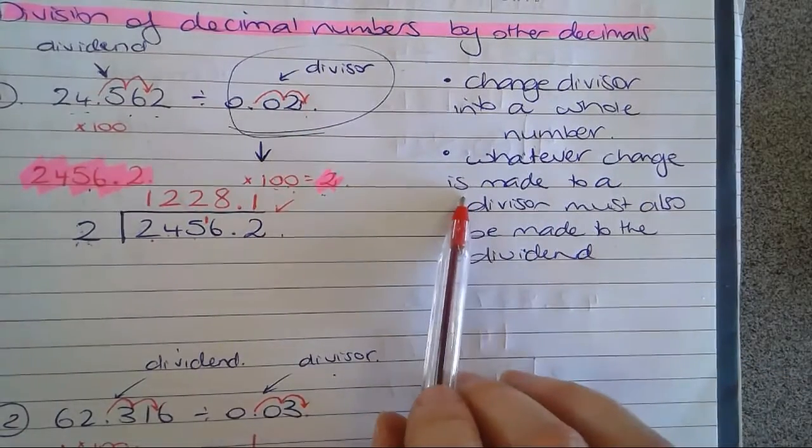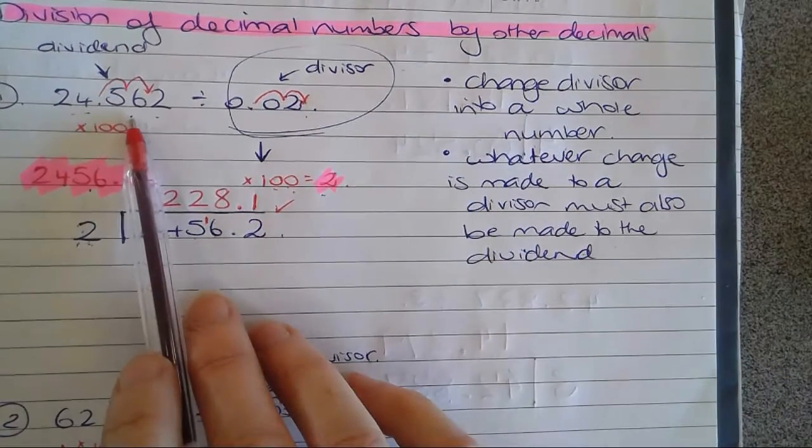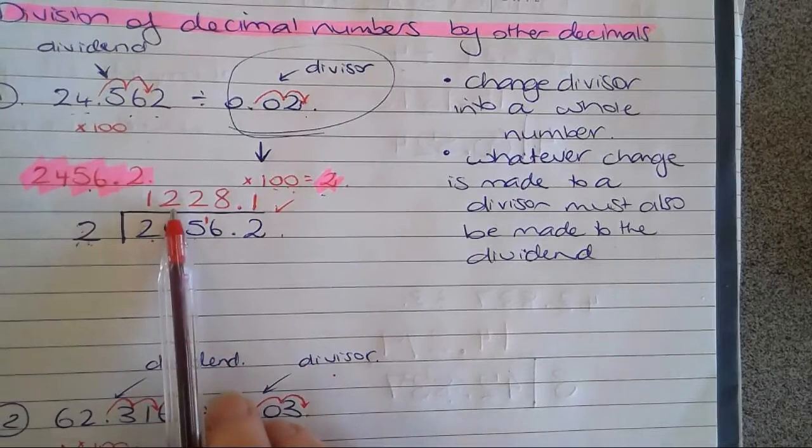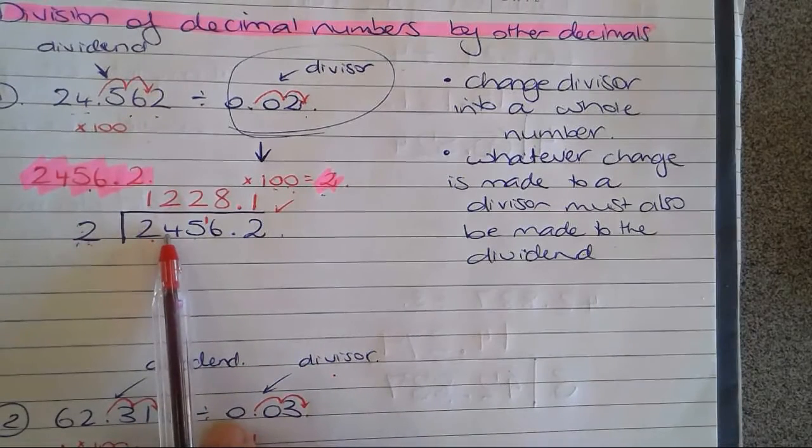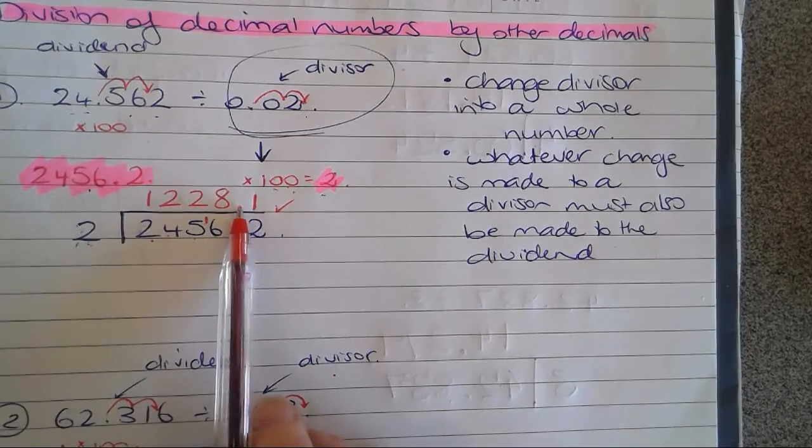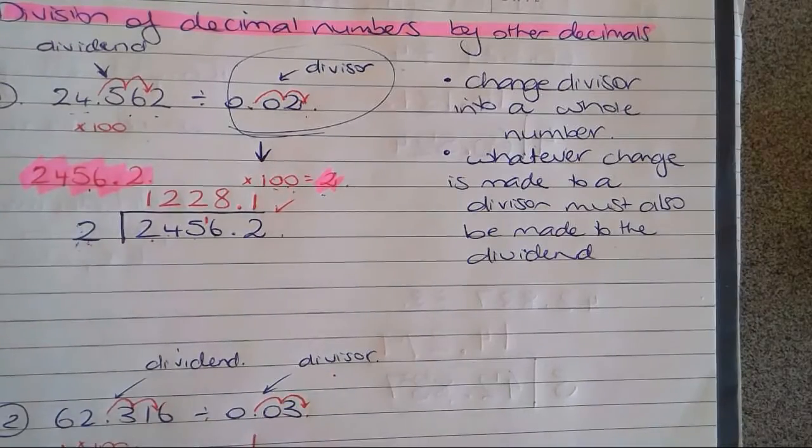Then whatever changes are made to the divisor are done to the dividend. And then I just follow the steps with a normal division of a decimal, not forgetting to put the decimal place above into the answer. All right, good luck.